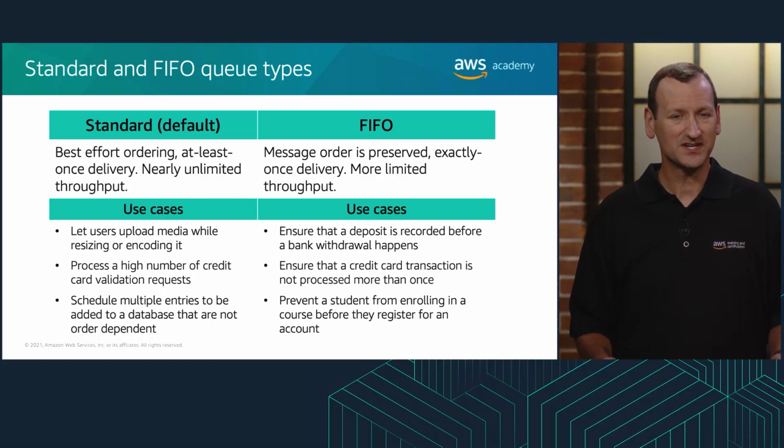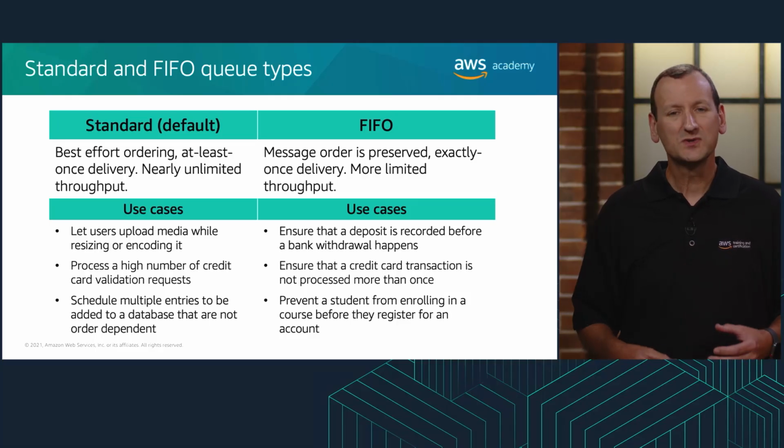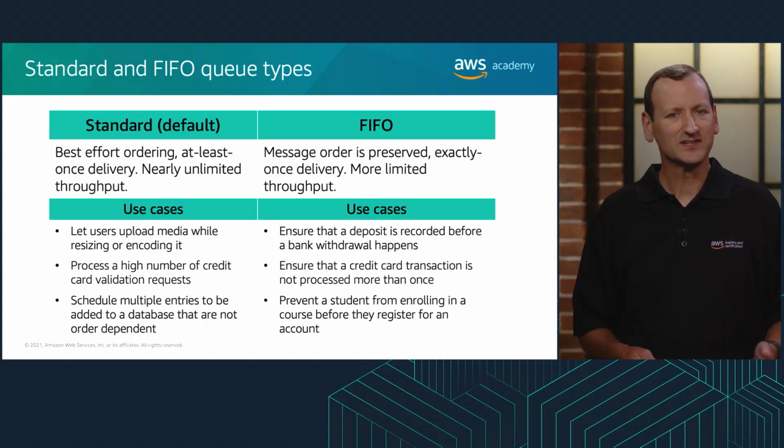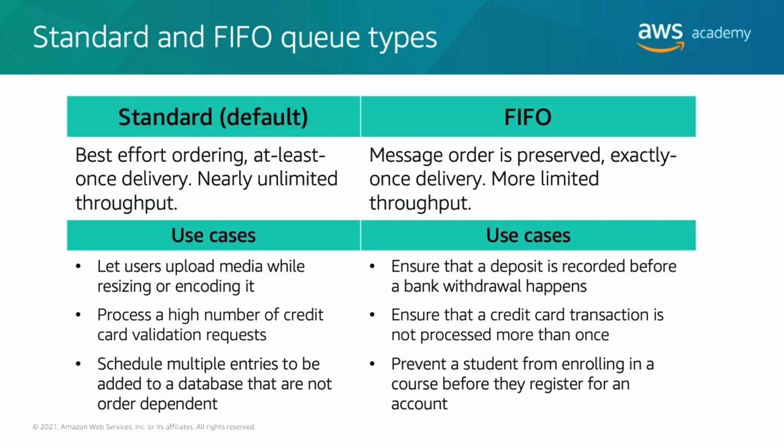Amazon SQS supports two types of message queues. Standard queues are the default queue type. Standard queues provide best effort ordering, which ensures that messages are generally delivered in the same order that they're sent. Standard queues support at least once messaging delivery. However, occasionally more than one copy of a message might be delivered out of order. Standard queues also support a nearly unlimited number of transactions per second, or TPS, per action.